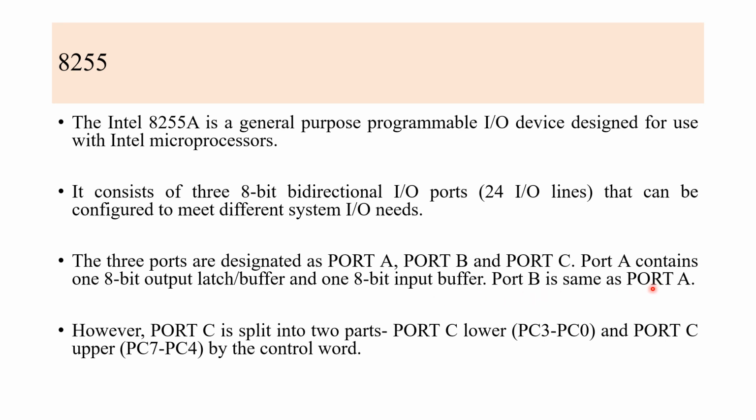Port B is same as port A. The third one is port C. The port C is divided into two, port C lower and port C upper. Port C lower means PC0 to PC3 and port C upper is PC4 to PC7. So that is how port C is split.